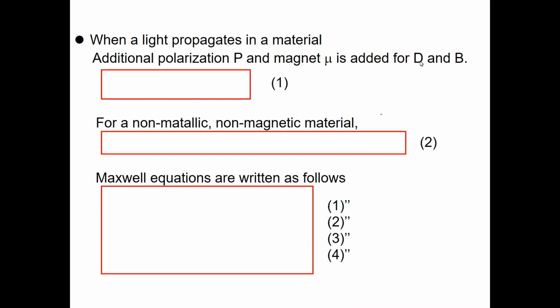Now, for the next step, we will think about how light propagates in a material case. And then, as we've already mentioned, inside the materials we will have an extra electric field or magnetic field by the polarization and magnetization.